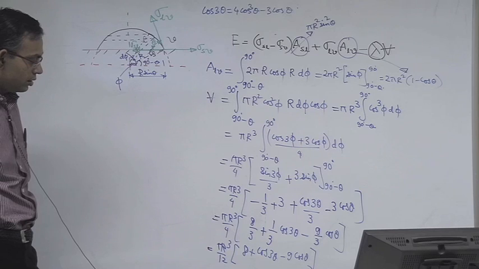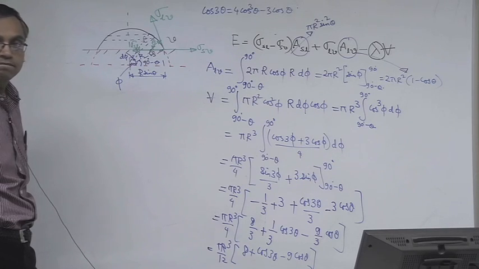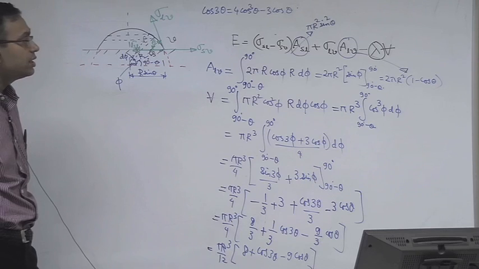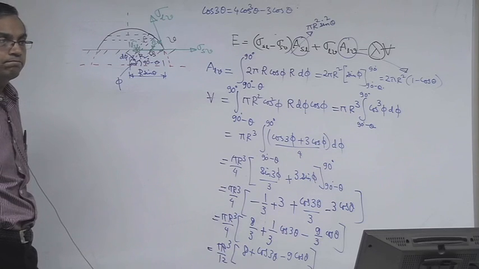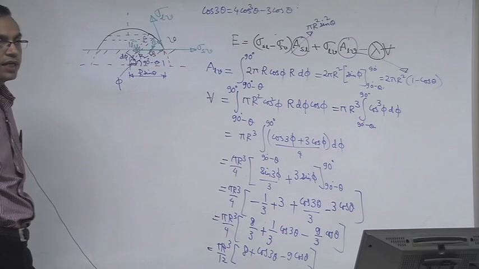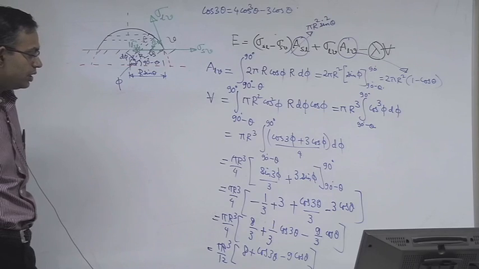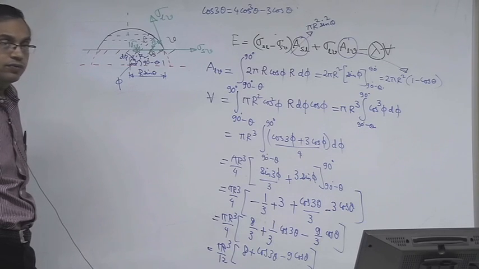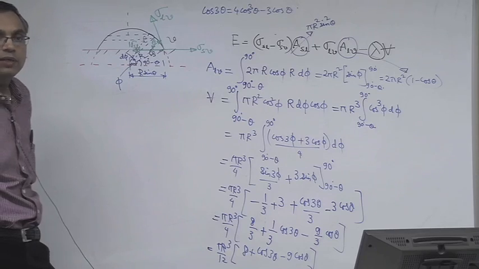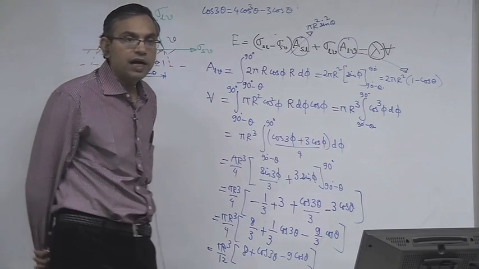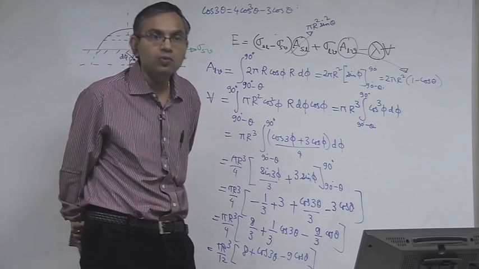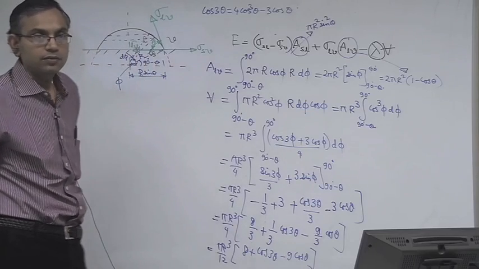Substitute theta equal to 0, theta equal to 90 degree, that is a hemisphere. You substitute theta equal to 90 degree, this becomes 8 pi r cube by 12, that is 2 by 3 pi r cube, double of that is 4 by 3 pi r cube, which is the volume of a sphere. Okay.